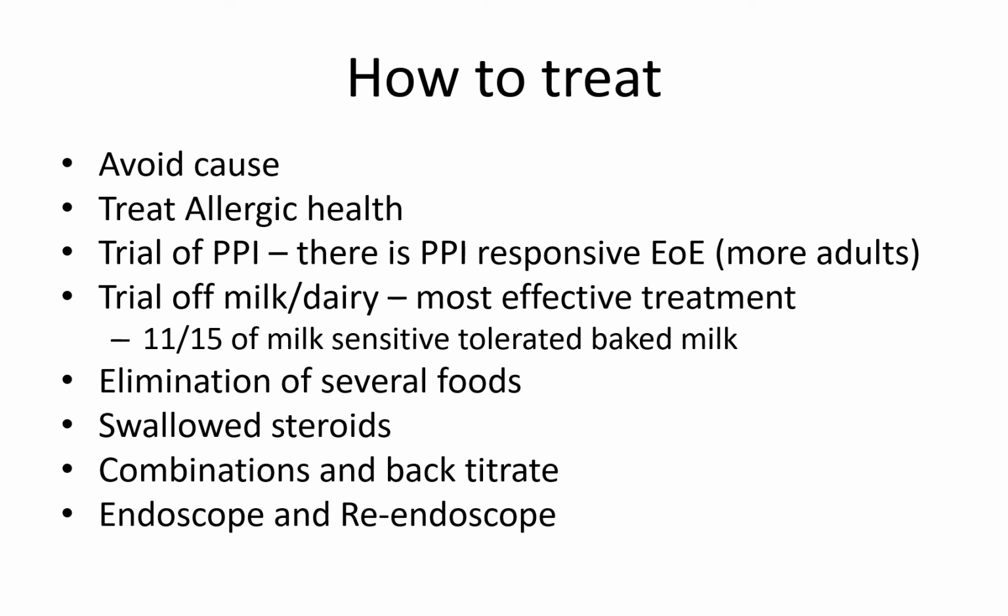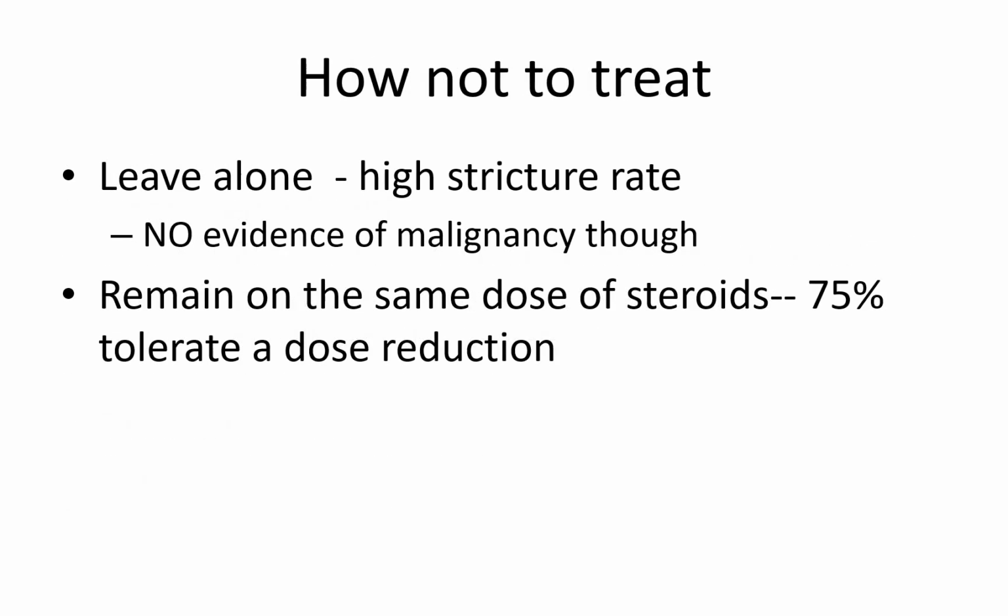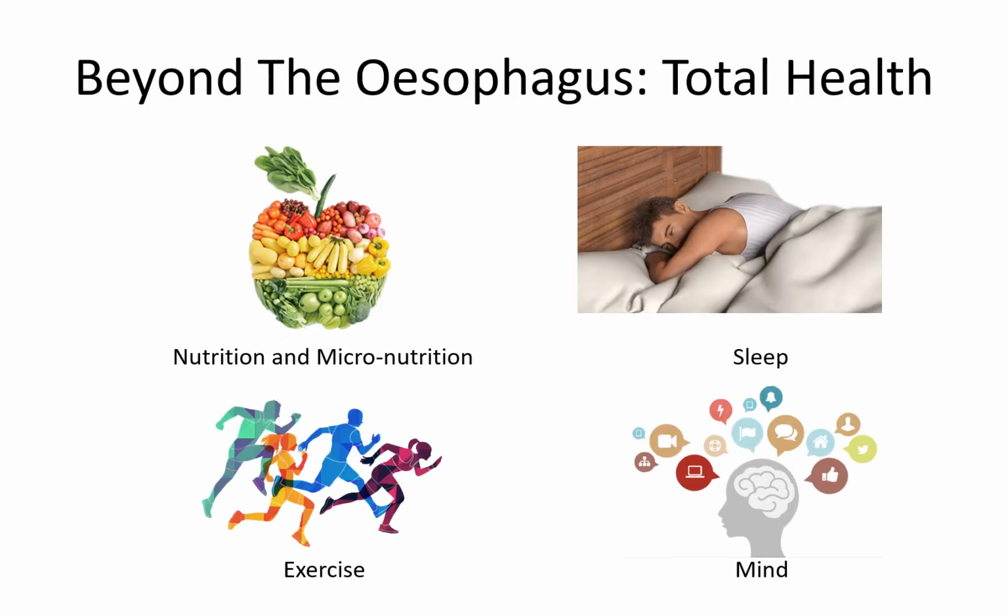Now, we do need to endoscope and re-endoscope as well. How not to treat is to leave it alone. There is a high stricture rate that occurs from leaving it alone, and 70% of patients with undertreated EoE will have a stricture. Do not remain on the same dose of steroids. 75% of people can tolerate a dose reduction.